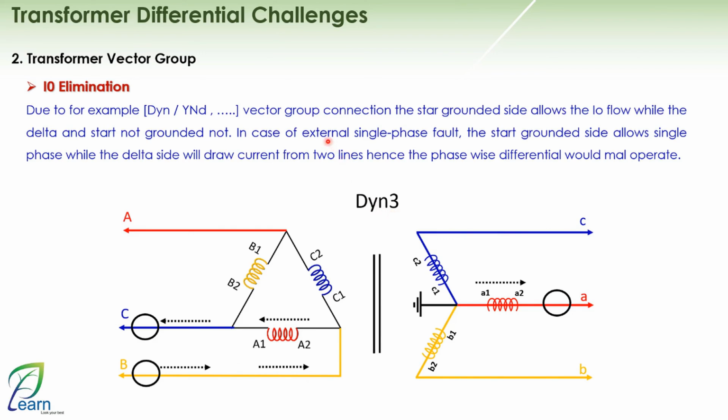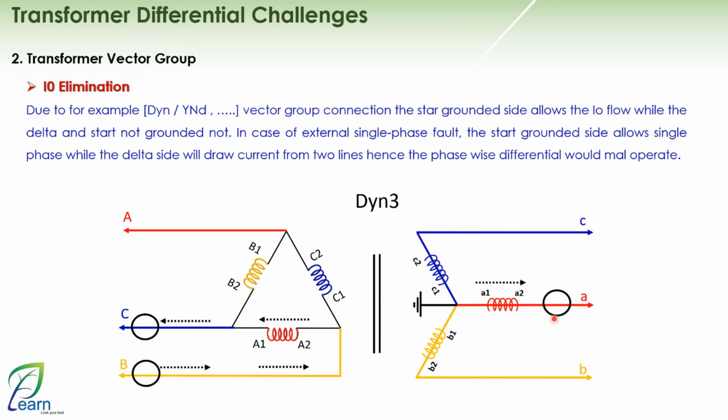Let's say an external single phase fault occurs on the star side on phase A. As a result, since this is star grounded, it will allow the passage of the zero sequence or this ground fault current. Consequently, the current flowing through phase A will be detected by the CT of phase A. And considering that the current of phase B and the current of phase C are negligible, let's say zero current, I will now only have current from phase A on the star side for my protection relay.